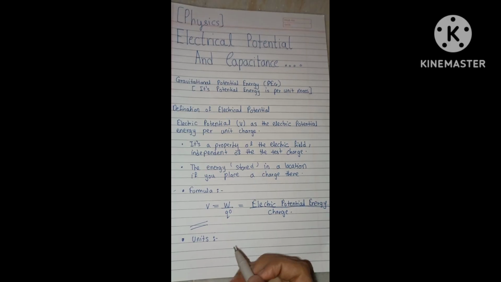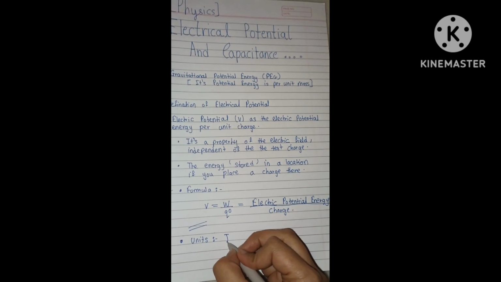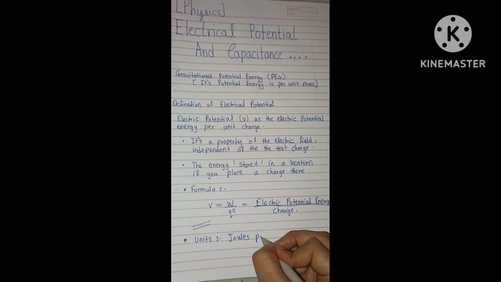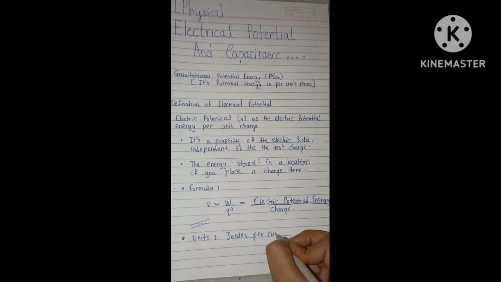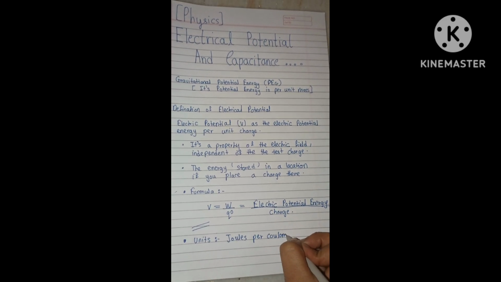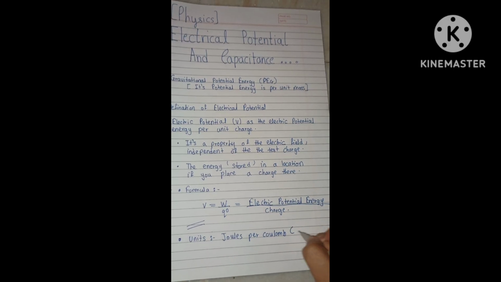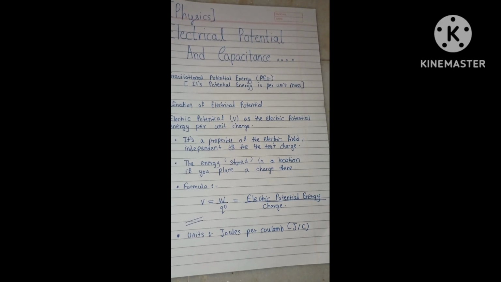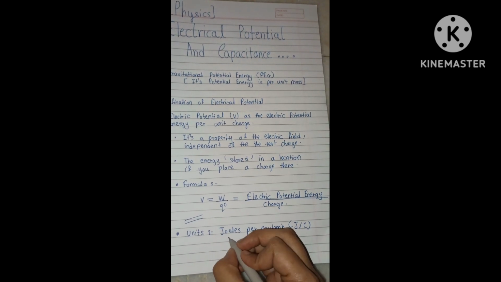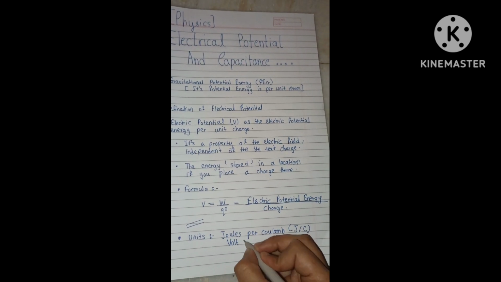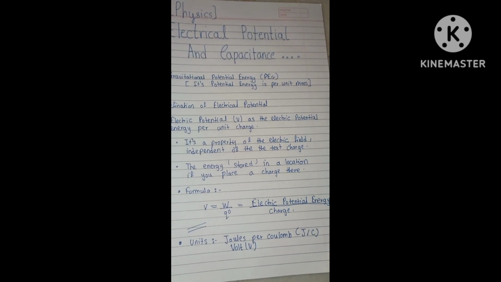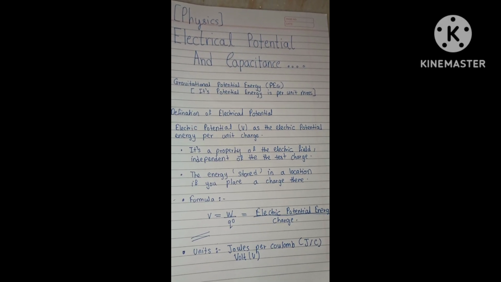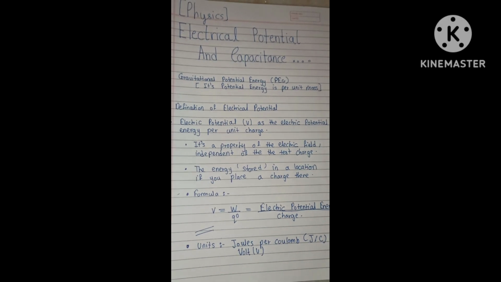So their unit is joules per coulomb, which we call as volt. A large potential means a location has the capacity to do a lot of work on a charge.